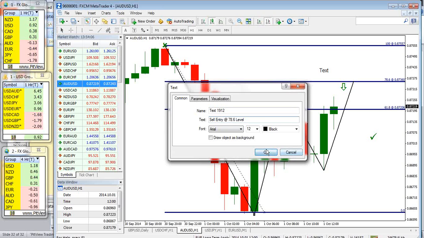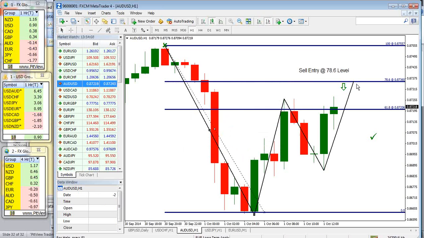When it hits 78.6, if the dollar is still showing well bid against the Aussie, I would certainly be an aggressive seller at that price. See, I didn't even know that trade existed until I just saw this on PitView. I didn't even see that forming this morning, and I'm a big Gartley trader. So I'd put my sell entry right there.